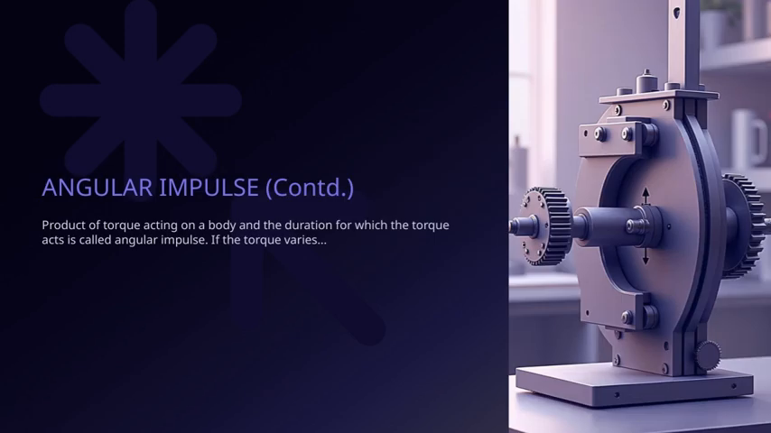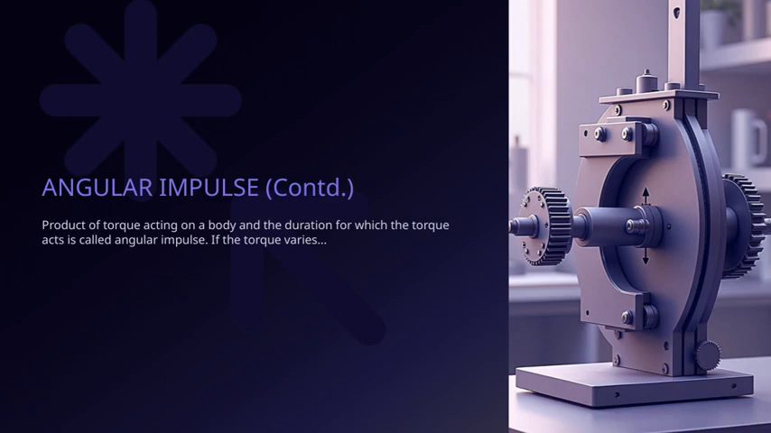Now, let's talk about angular impulse. It is defined as the product of the torque acting on a body and the duration for which that torque acts. Essentially, it tells us how much rotational effect a force has over a certain period. If the torque remains constant, calculating the angular impulse is straightforward. Just multiply the torque by the time interval.